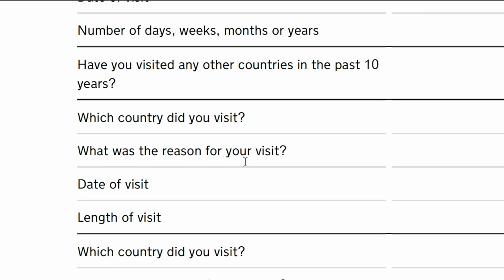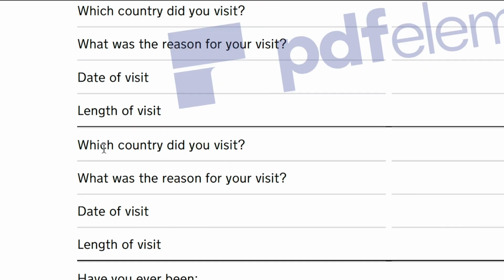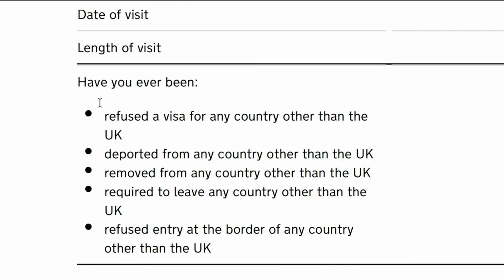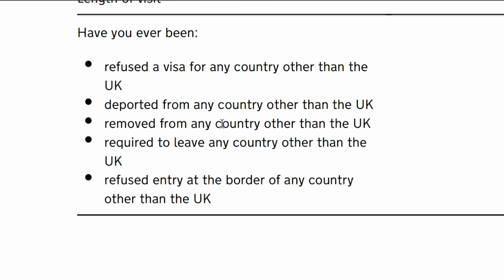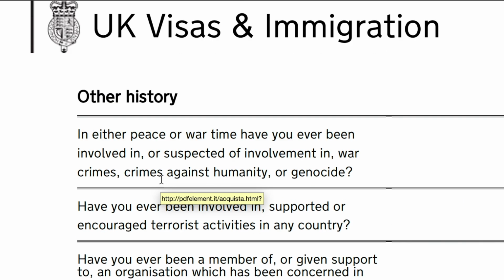What was the reason for your visit? Same questions. Have you ever been refused a visa for any country other than the UK? Have you ever been deported from any other country, removed from any other country, required to leave, refused entry? Other history.